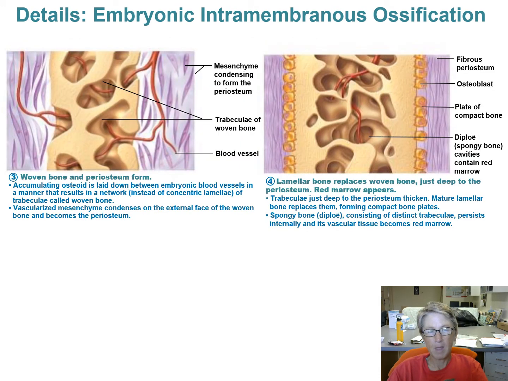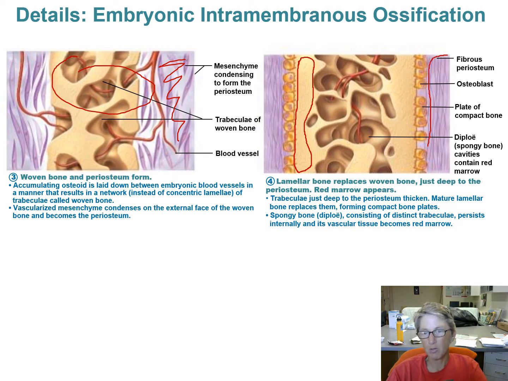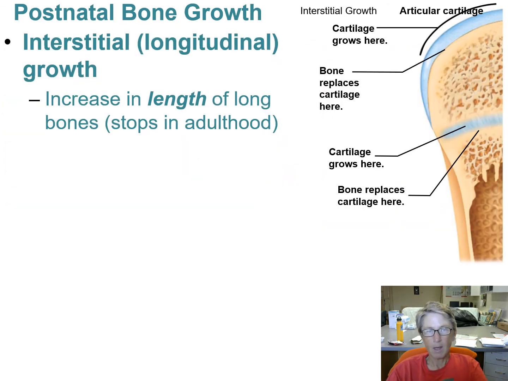Okay, and then the third part of the intramembranous ossification series just says the woven bone forms. So this is all woven bone in the diploe, and then out here is the periosteum. And then the last step: this lamellar or compact bone, this stuff here, replaces the woven or spongy bone just deep to the periosteum. And remember, this is all periosteum out here. Okay, so that's it for your little embryonic bone growth.